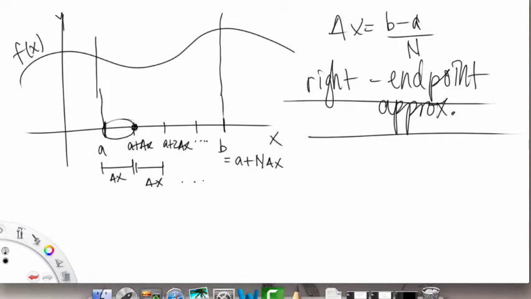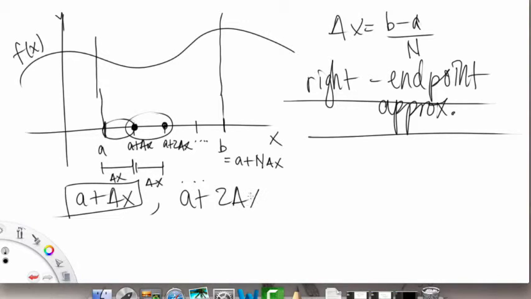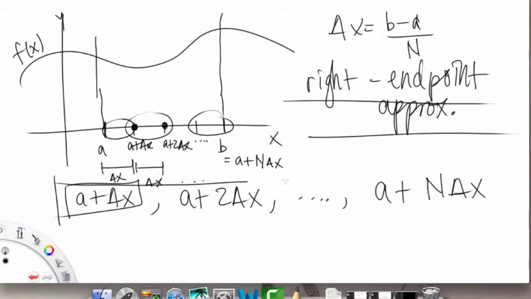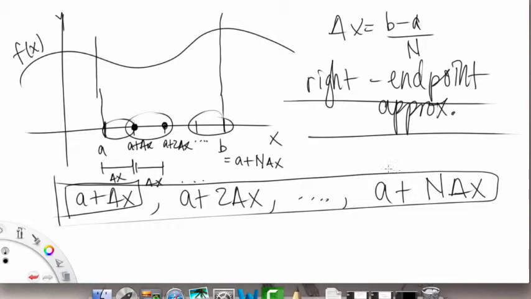So this one right there. For the first subinterval, we're going to pick a plus delta x. That's our x value for the first one. For the next one, we're going to pick whatever's to the right of that interval, so that would be a plus 2 delta x. And we're going to keep going, so on and so forth, and the last one is going to be b, which is a plus n times delta x. Okay? So this list that I just drew, these are our right endpoints. This is our list of right endpoints, okay?